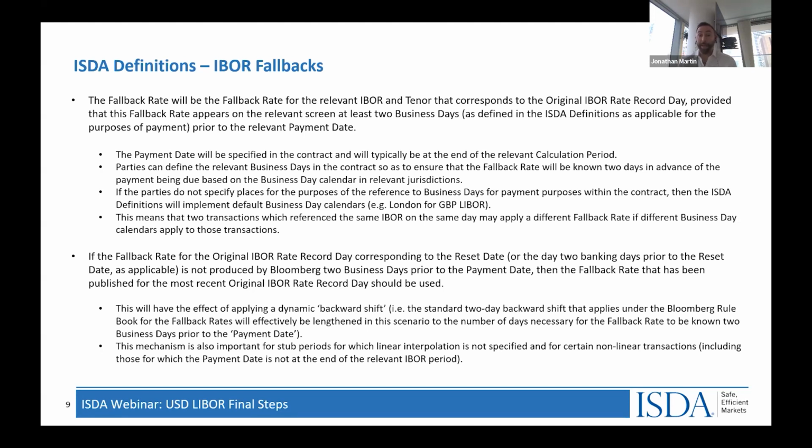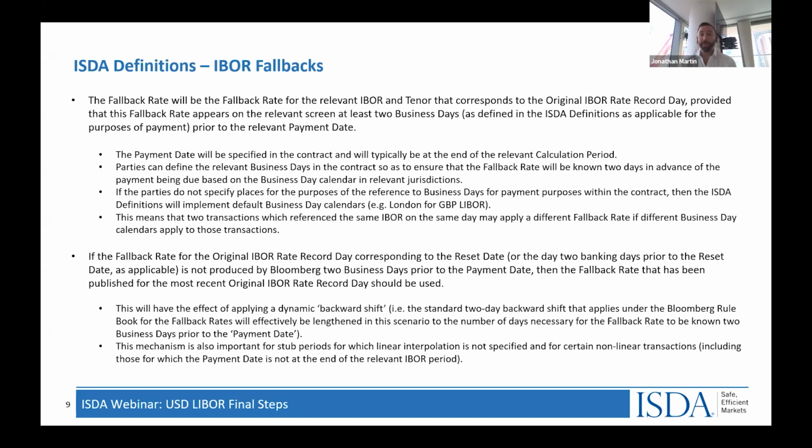That will be unlikely because your calculation period is shorter than the IBOR period, so it's 2.5 months versus 3 months. But there will still be a rate that you can use there because you will just use the most recently published fallback rate. So you will basically dynamically shift the observation period that Bloomberg uses by half a month, and you will just use the most recently published fallback rate for 3-month LIBOR on that 2 business days prior to the payment date.